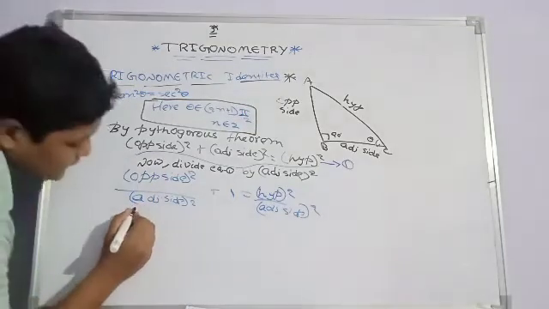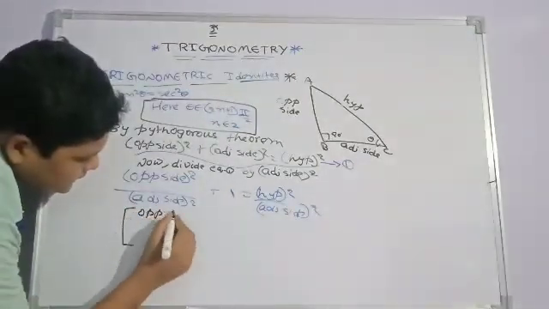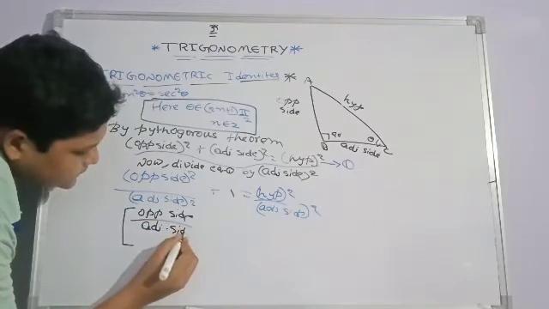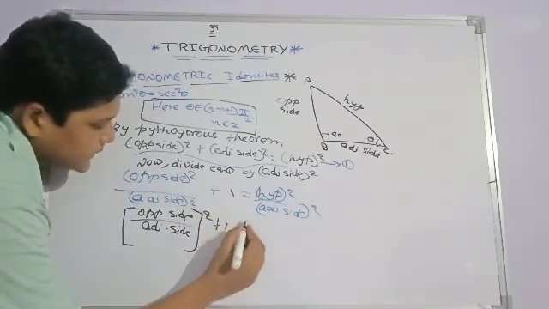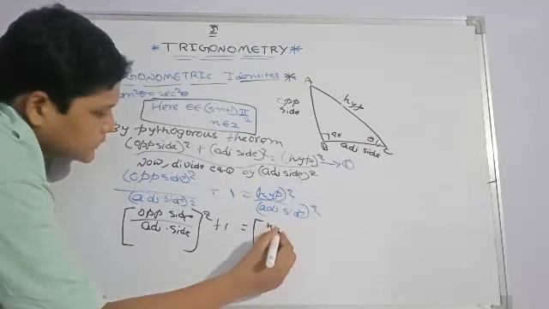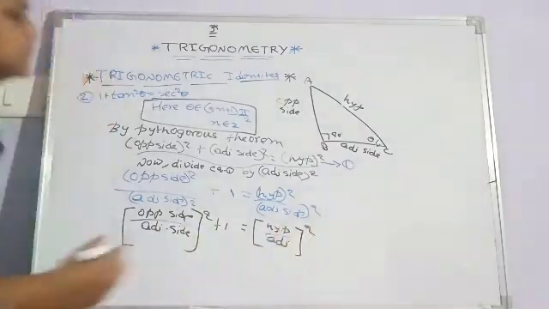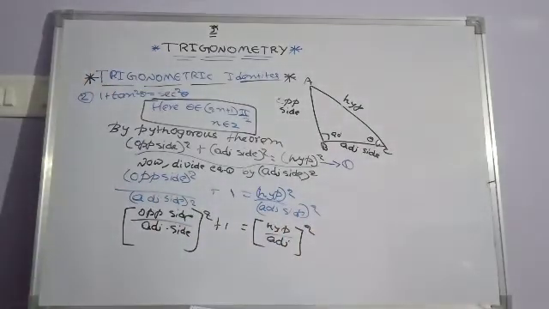This can be written as opposite side by adjacent side whole square plus 1 is equal to hypotenuse by adjacent side whole square. Now opposite side by adjacent side whole square plus 1 is equal to hypotenuse by adjacent side whole square.